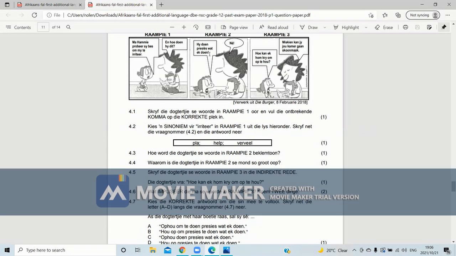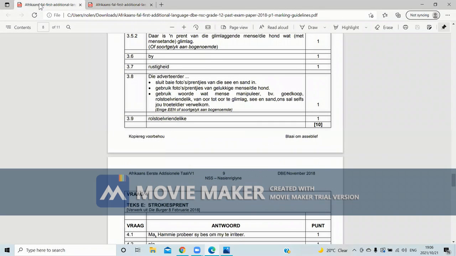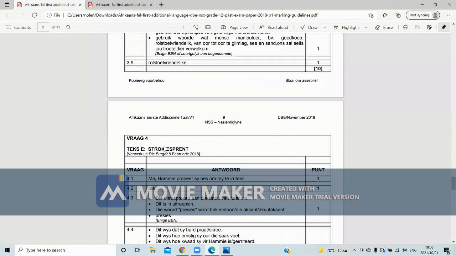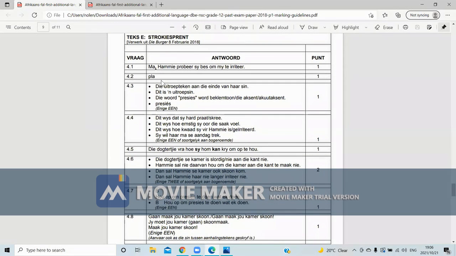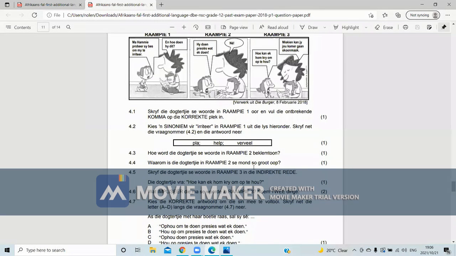Okay. And then 4.4, waarom is die dogtertjie in rampie 2 se mond so groot oop? Why is the girl's mouth open so wide in frame 2? Because she's shouting. You can just say skree, like she's shouting. Klaar, uitroepteken, uitroepsin. Okay, dit wys dat sy hard praat of skree. So I would have just always gone with the most obvious one. It shows that she's speaking loudly or she's shouting. Okay, also wil haar ma se aandag trek. So she wants to get her mom's attention. That's also a good one.